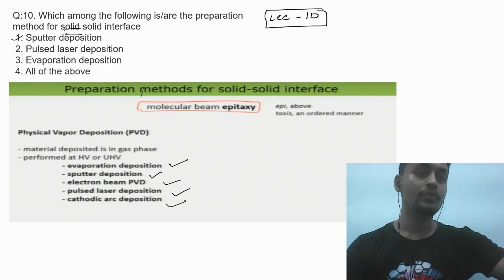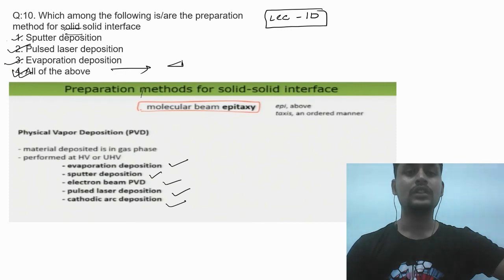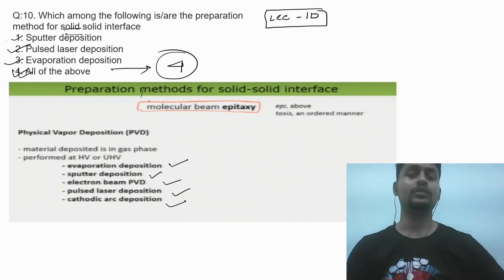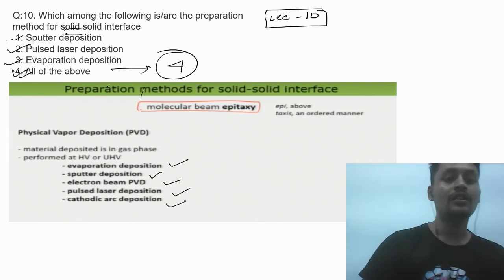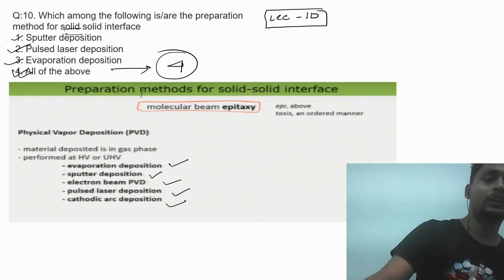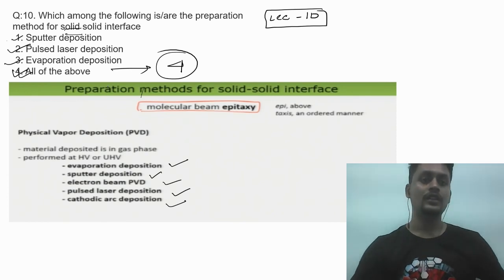So sputtered deposition, pulsed laser, evaporation, all the processes can be used to make a solid-solid interface. So the answer will be all of the above, right? So this is answer 4, option number 4 is right. I suggest you go to lecture number 10 to get an idea of that, if you have not gone through it already.